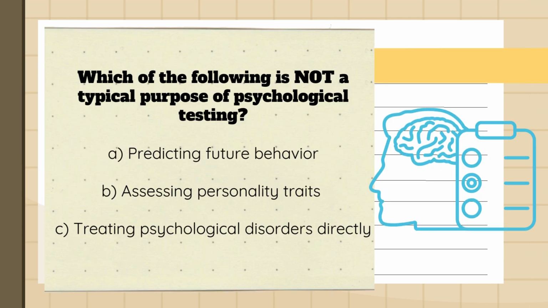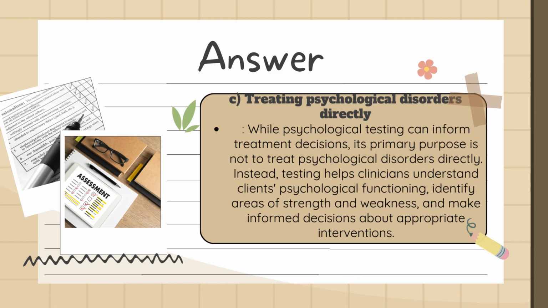Which of the following is not a typical purpose of psychological testing? A. Predicting future behavior. B. Assessing personality traits. C. Treating psychological disorders directly. C. Treating psychological disorders directly.